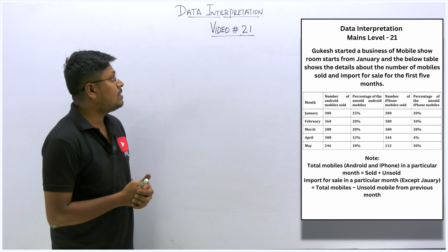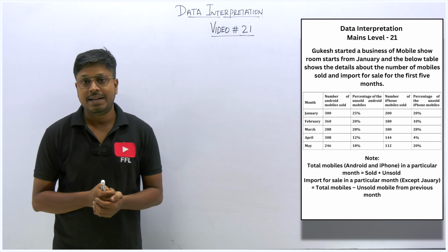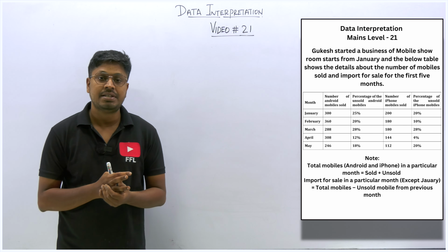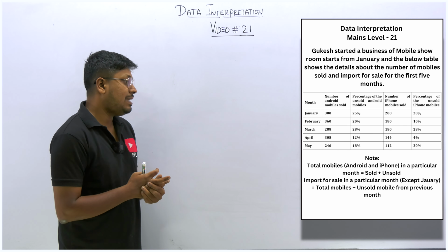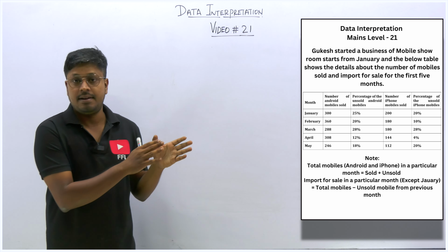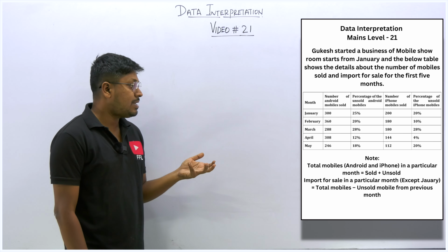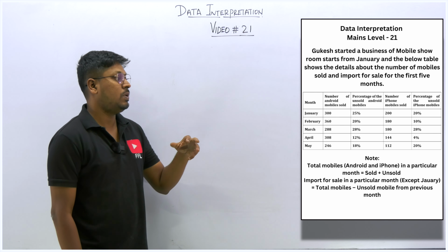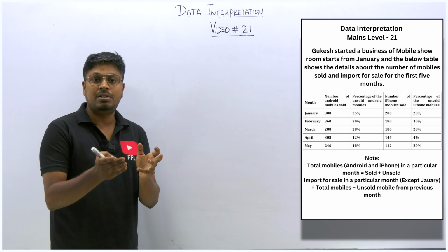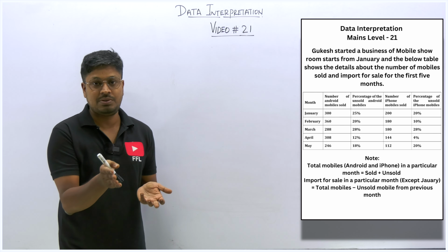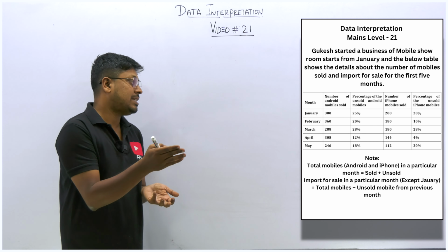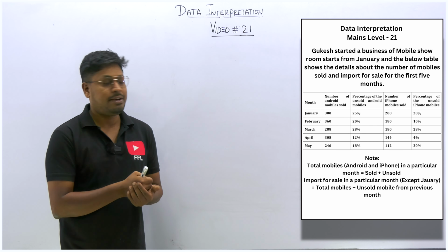So friends, now in this video number 21 on data interpretation mains level questions, we will be solving a DI that is based on a table chart, right? The concept of this table chart is the number of mobiles sold. It's based upon mobile phones that were sold and unsold. Two different mobile phones have been given, Android as well as iPhones, right?